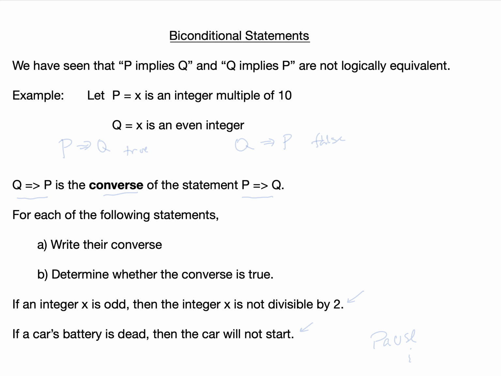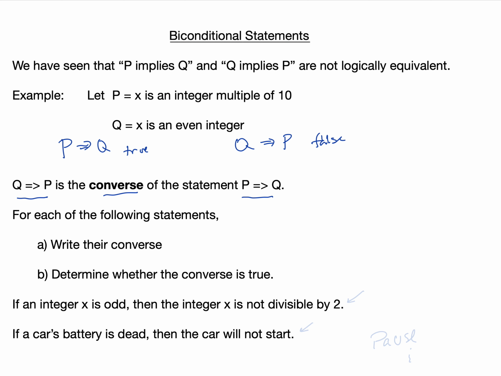So for example, if we've got the open sentence P being x is an integer multiple of 10 and the open sentence Q being x is an even integer, then P implies Q is true, but Q implies P is false. So if x is an integer multiple of 10, then it will also be even. If x is even, it is not necessarily a multiple of 10. So we call this reverse the converse. So Q implies P is the converse of the statement P implies Q.